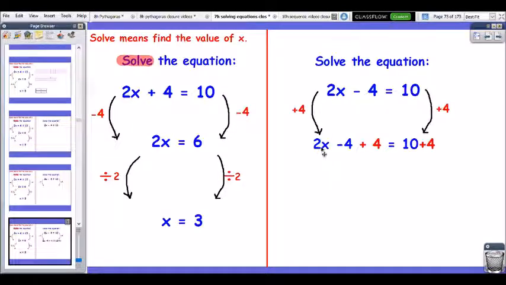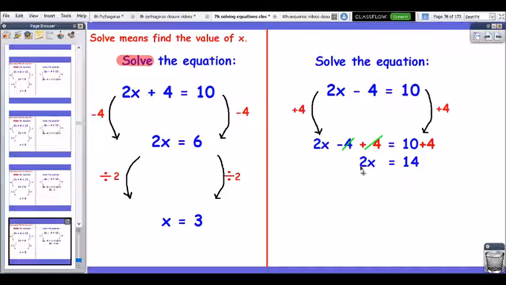So as you can see, 2x and then minus 4 plus 4, well, negative 4 plus 4 cancel each other out nicely to just give me 0. So I've just got 2x now because these cancel each other out. And 10 add 4, of course, gives me 14. So 2x equals 14 for this equation.